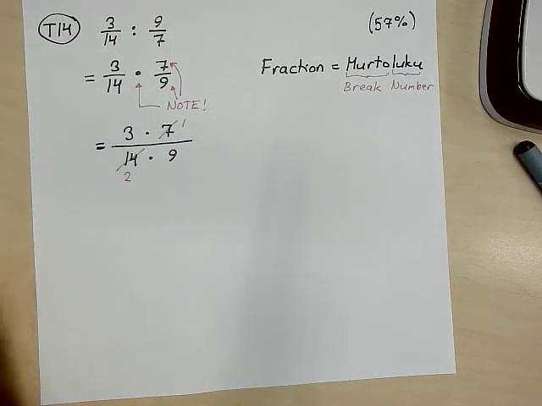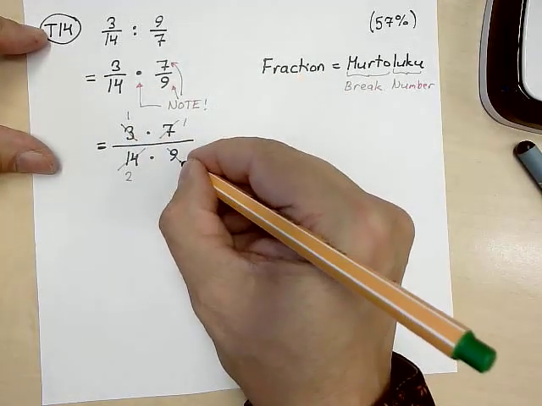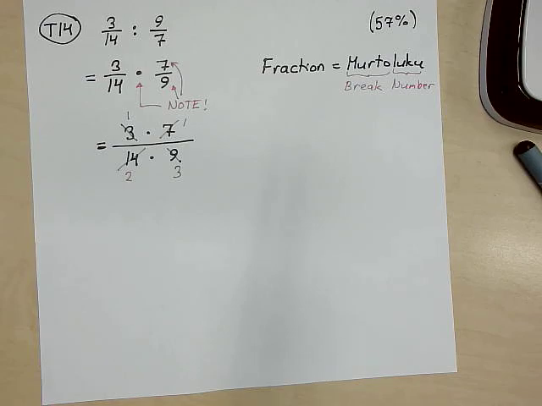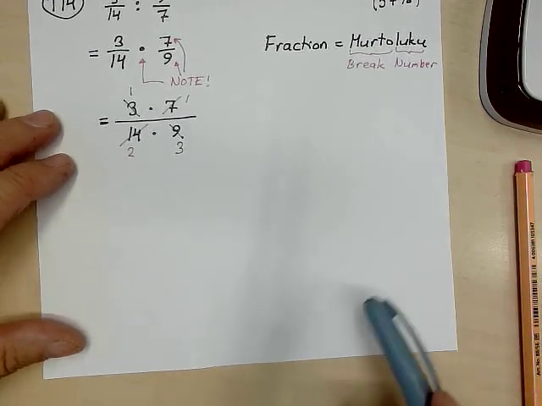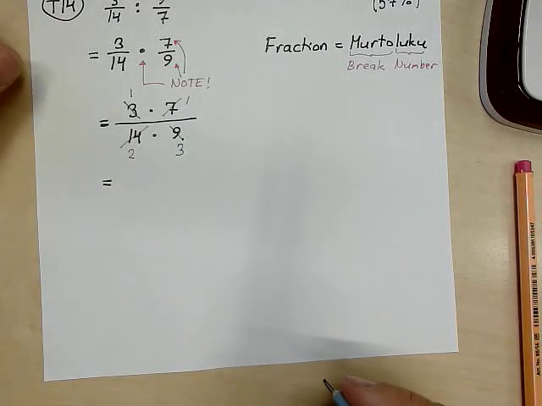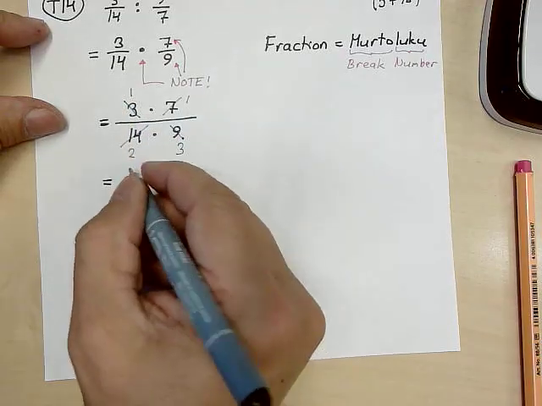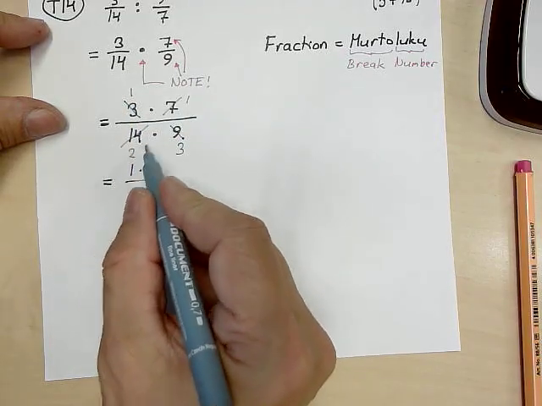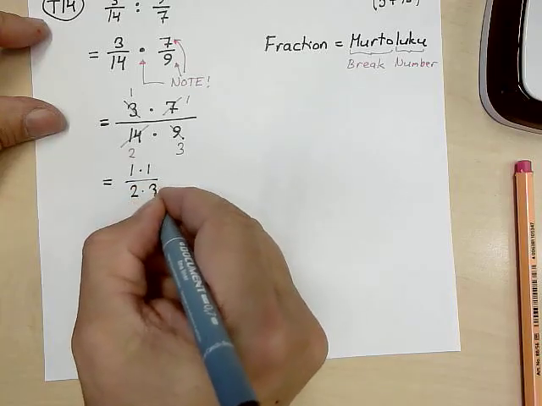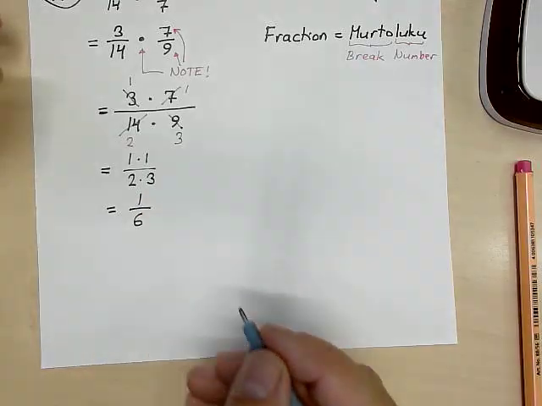And then an easier one is 3 and 9. 9 is 3 times 3, so we may also divide by 3. Here comes 1 and here comes 3. So after this, and this part is not necessary, but to be clear, there stays 1 times 1 in the top part and 2 times 3 in the bottom part. So the final answer is 1 divided by 6.